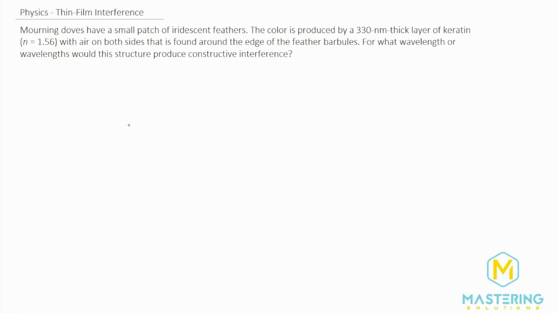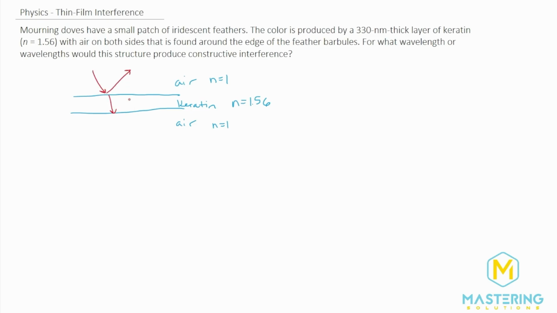Welcome to Mastering Solutions. Let's start this question again by drawing a picture so we can make sense of everything that's happening. So in this case, for the mourning doves, they say that this keratin layer is surrounded by air on both sides. So we have air on top, air below it, and the index of refraction, as always, is 1. And then here we have the keratin layer, and they tell us that the index of refraction for that is 1.56. So if we draw our wavelengths of light coming through, we'll get some reflection.